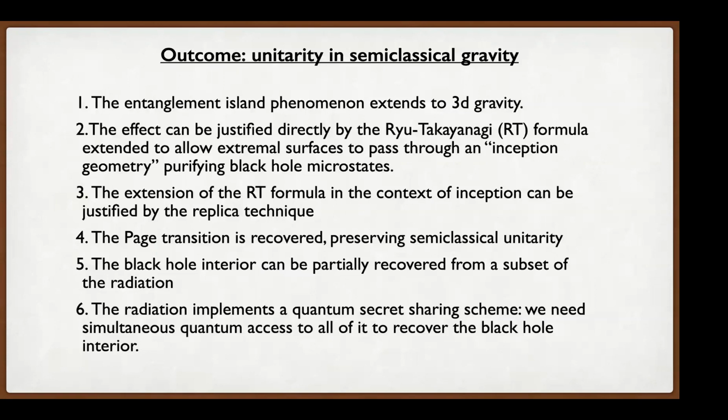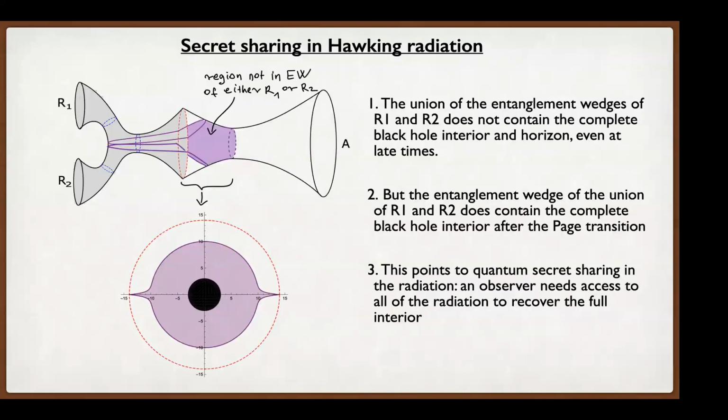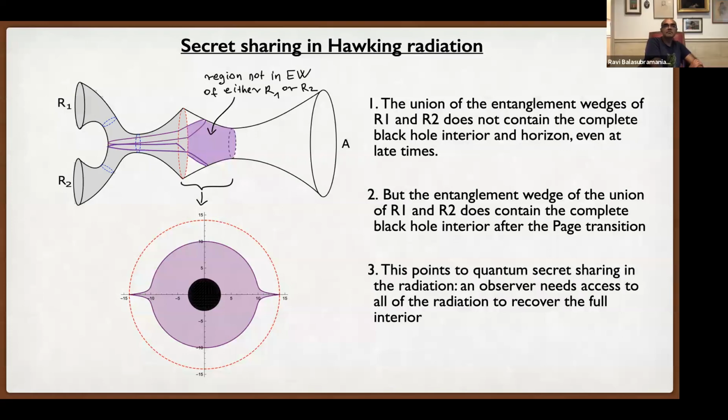Okay, so let me summarize very quickly. Can I ask a quick question about the previous slide? So this is a different purification of the same state of the Hawking radiation, or it's a different state of the Hawking radiation corresponding to a different initial brane? What is this picture supposed to tell me?